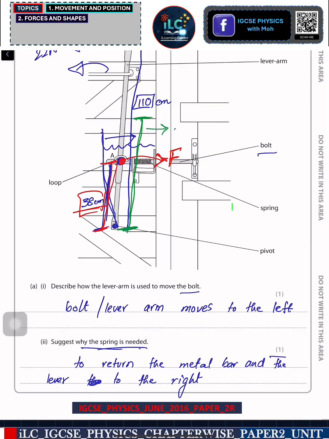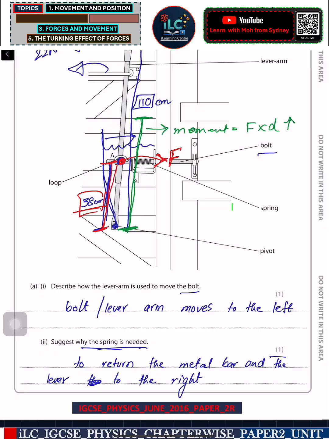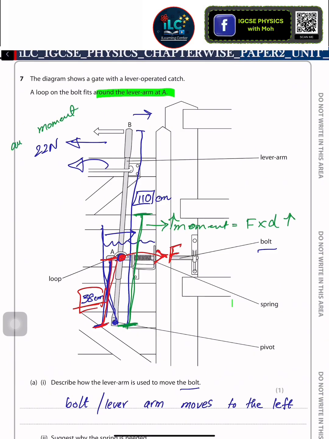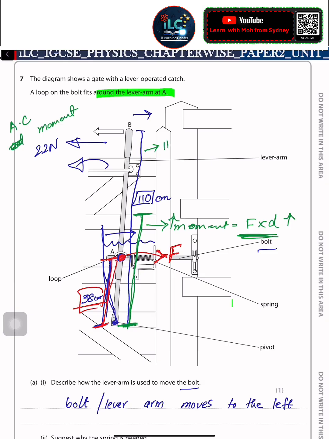So let's just understand what has happened. This moment, moment is equals to F times D. Because D has increased, that means this moment has increased as well. And what we are doing here with this anti-clockwise moment, or I can just say AC moment, we are trying to balance this moment, right? So because your distance hasn't increased, this distance is the same, 110 centimeter, you need to increase this force now because this moment has increased.